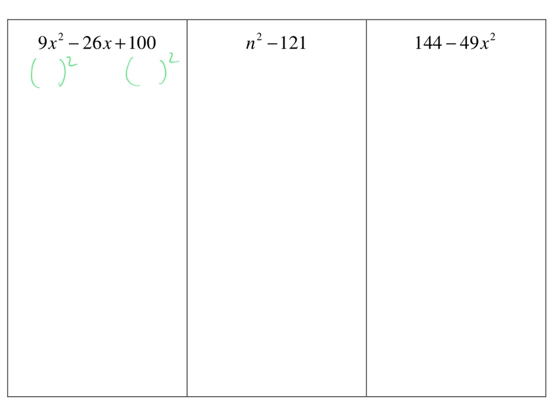First, we want to find out what squared each one is. For the first one, that would be 3x times 3x is 9x squared. And for 100, that would be 10 times 10 is 100. Once we found those two pieces, now we do a little thing. We take each number inside, so the 3x, multiply it times the 10, and double it. And what do we get when we do that?